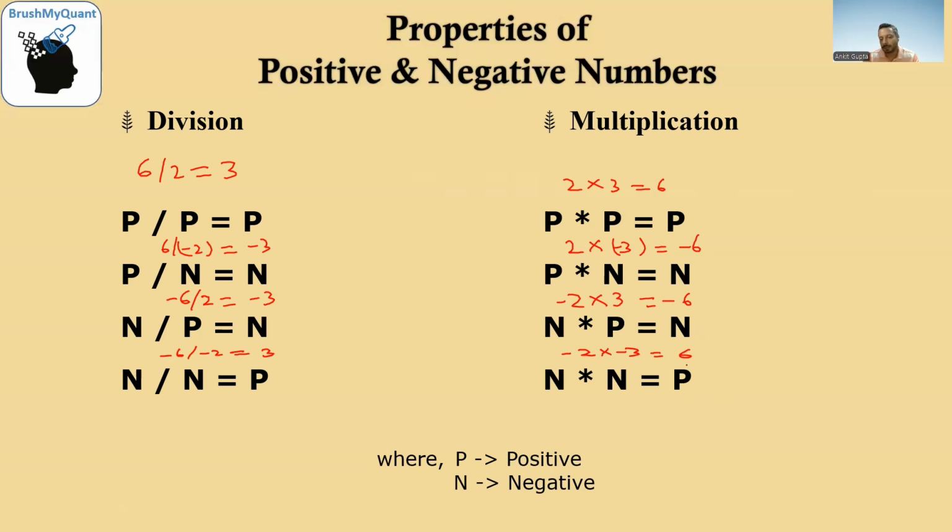Now note one thing here: whenever you have an odd number of negative numbers which are getting multiplied, you will get a negative number. And whenever you have an even number of negative numbers which are getting multiplied, then you'll end up with a positive number.